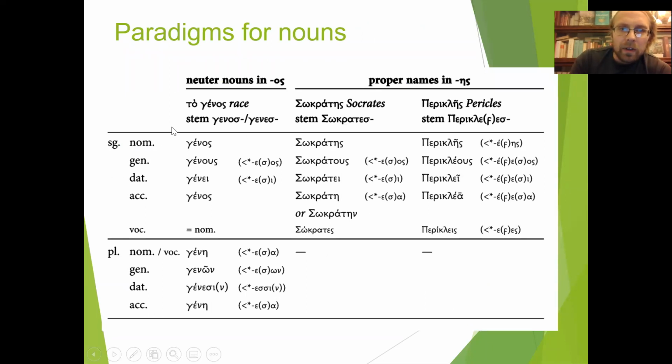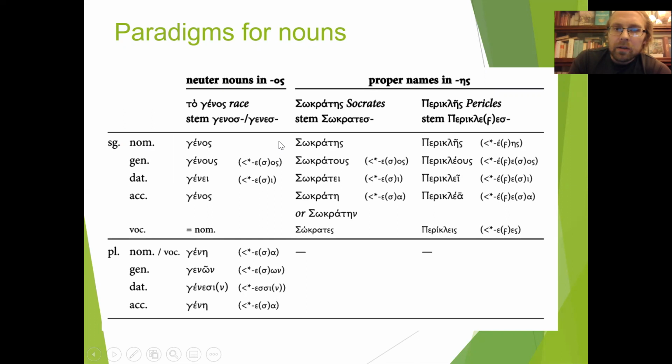So if we begin with looking at genos, we have here in the nominative singular genos, genus in the genitive, gene in dative, and genos in the accusative. And then the vocative is identical with the nominative. And then in the plural, we have gene in the genitive, genon in the dative, genesin, and in the accusative, gene.